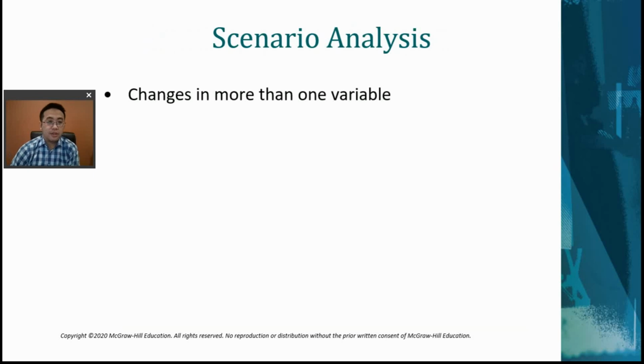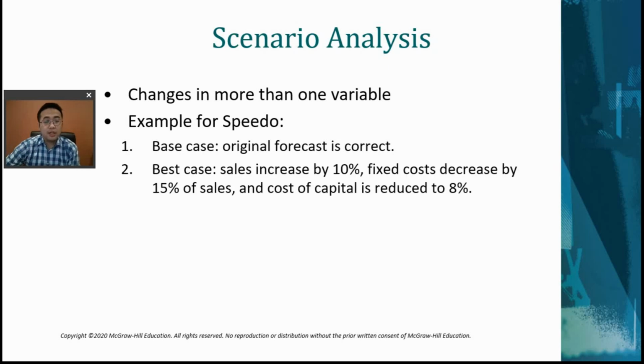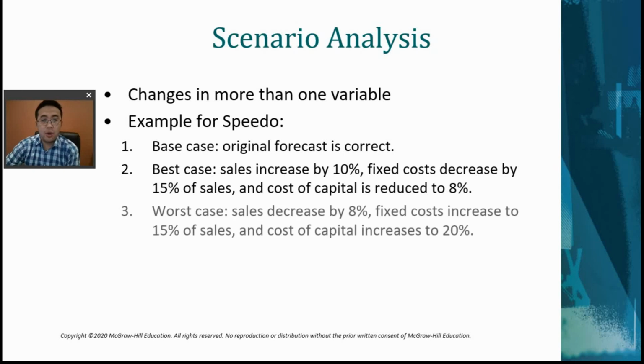The next method is called scenario analysis, and this time we're not just doing an analysis on one particular variable, we're going to do more than one variable. For example, for the case before, we can conduct a base case, best case, and worst case. So we have 3 scenarios. In the best case, the sales would increase, fixed cost would decrease, and the cost of capital would decrease. So you make more money and you have less cost. In the worst case, the sales would decrease and all the costs would increase. So that's pretty bad in all 3 aspects.